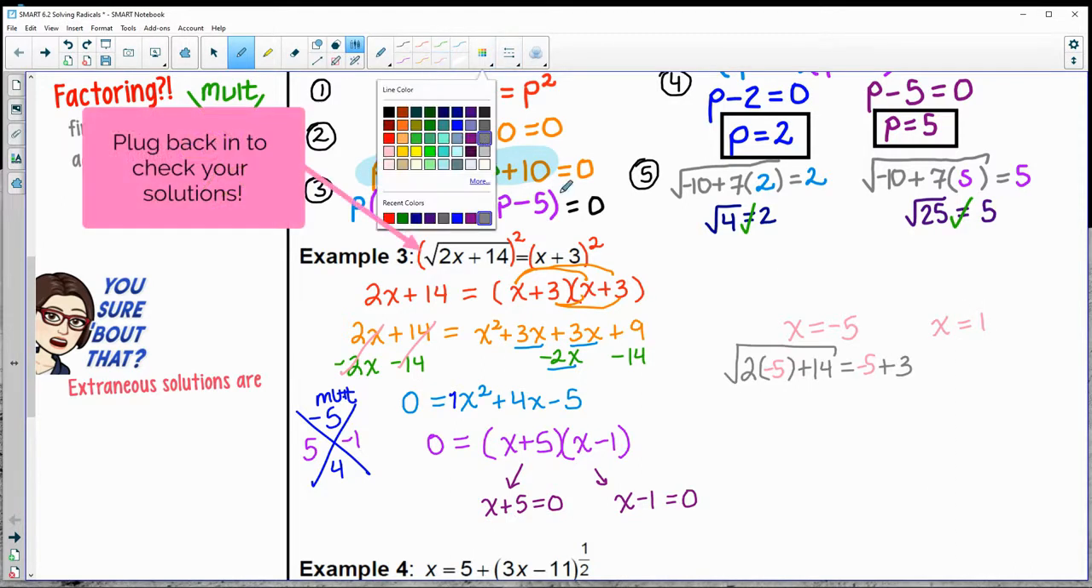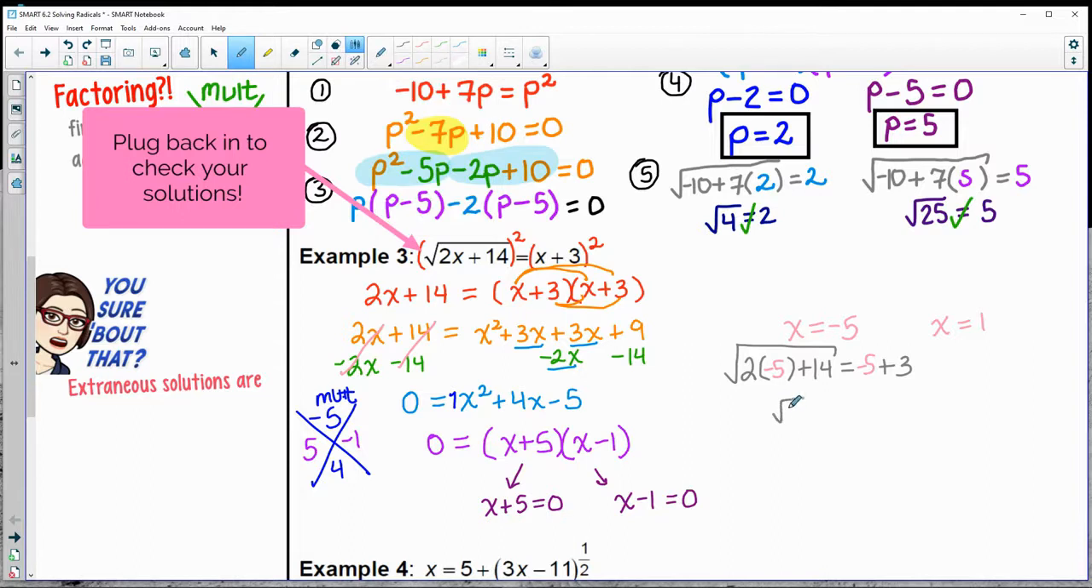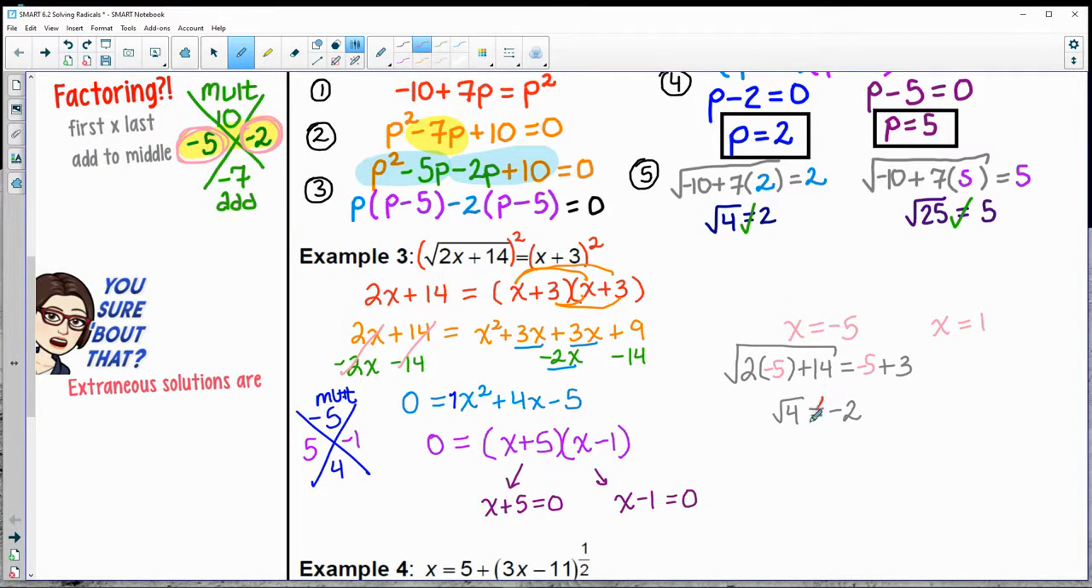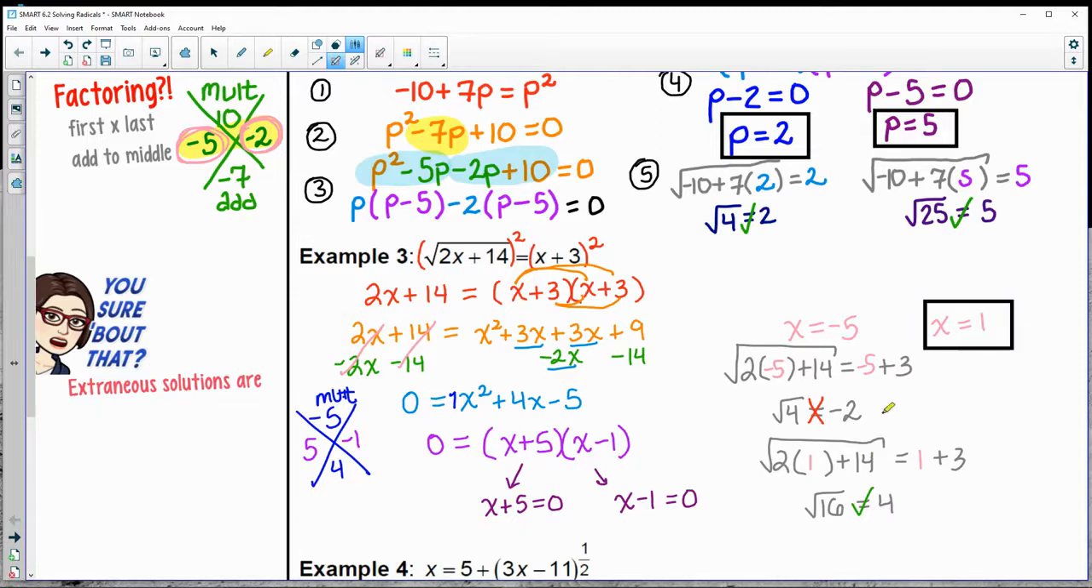Well, if I try to continue simplifying, I'm going to get the square root of 4 is equal to negative 2. I don't think so. Let's see what happens here. All right, I've got square root of 16 is equal to positive 4. Well, now that I know is a true statement. So here it looks like this solution worked.